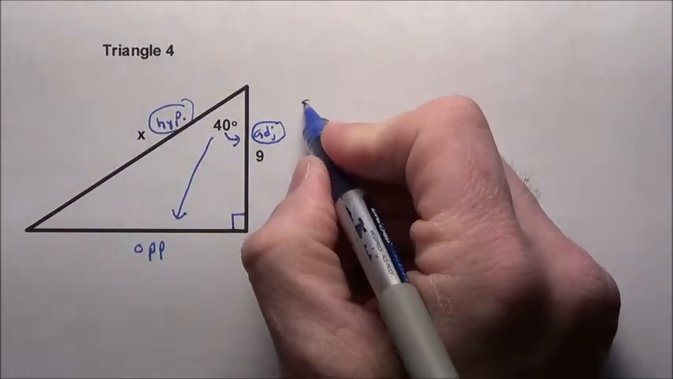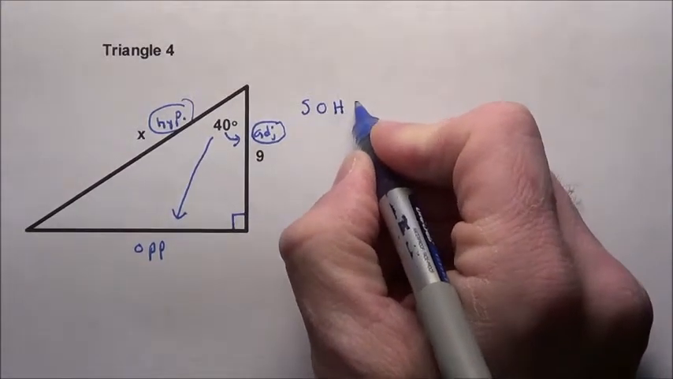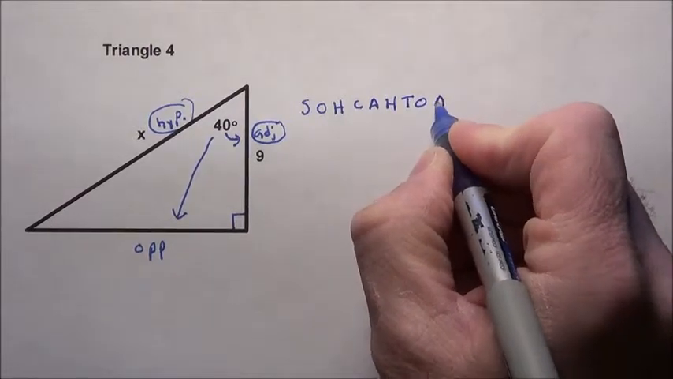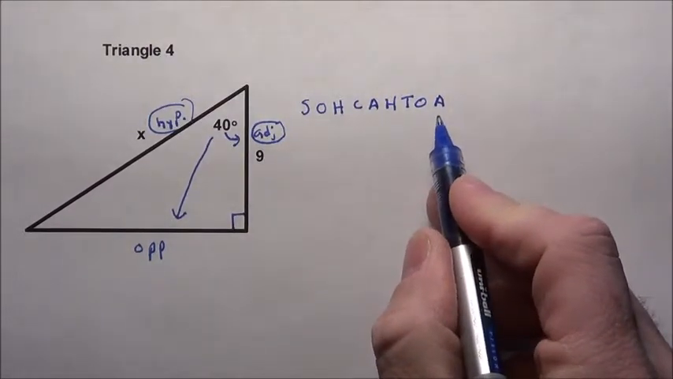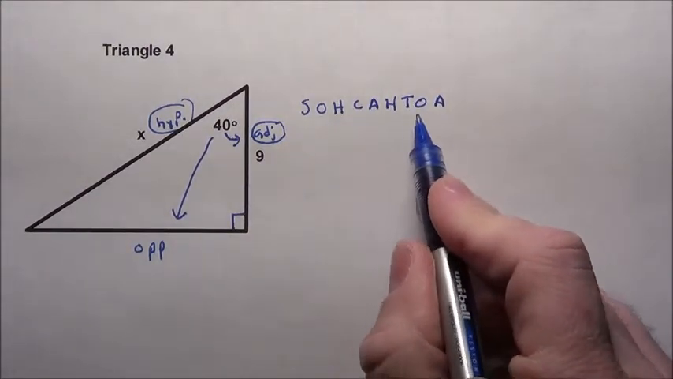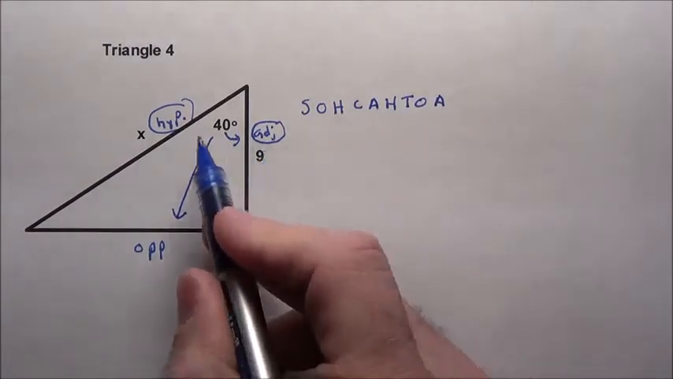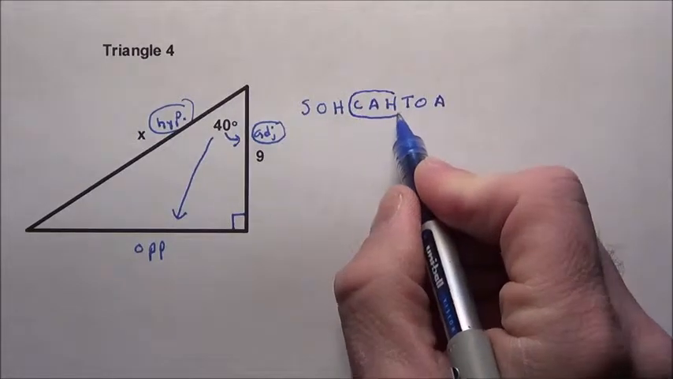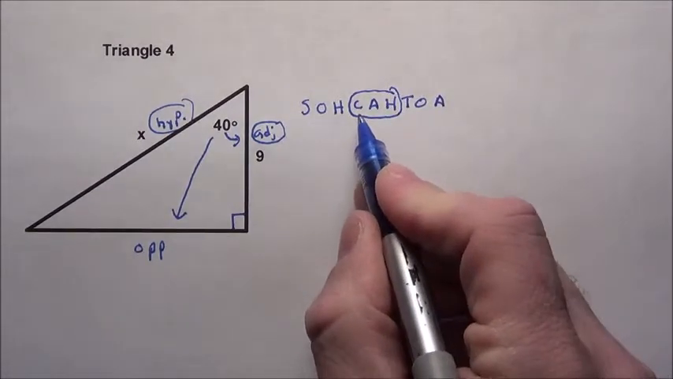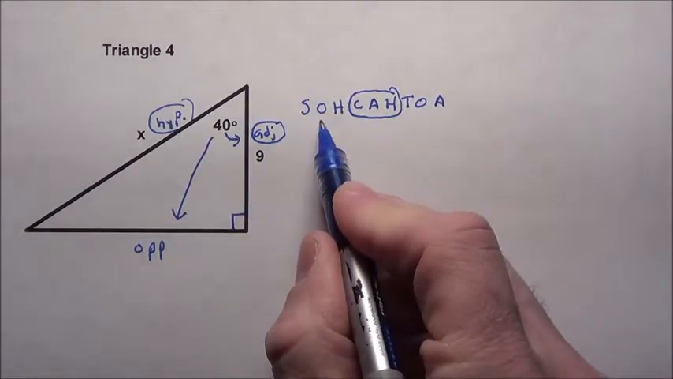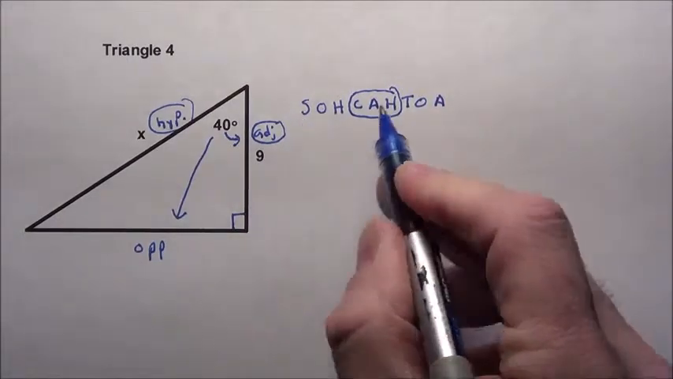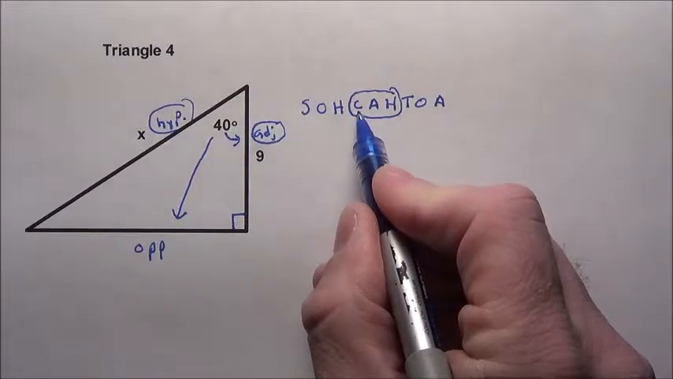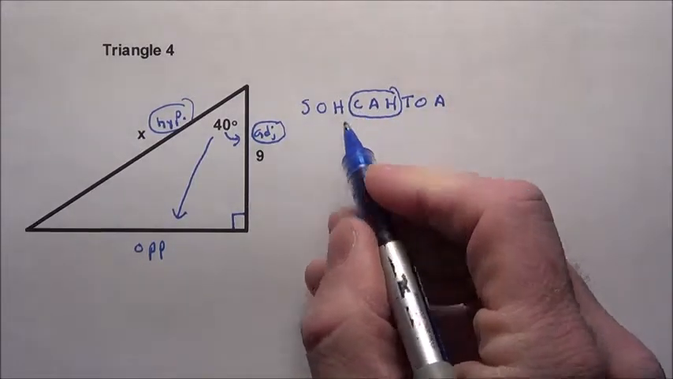So if you remember that expression, some old hippie caught another hippie tripping on acid. Don't really like that, but that helps y'all remember it. Which of these deals with the A and the H? It's right here. If it had opposite and hypotenuse, we would use the sine. If it had the opposite and the adjacent, we would use the tangent. But instead, we have adjacent and hypotenuse, so we're using the cosine.